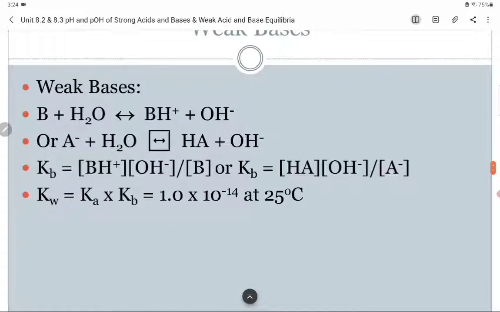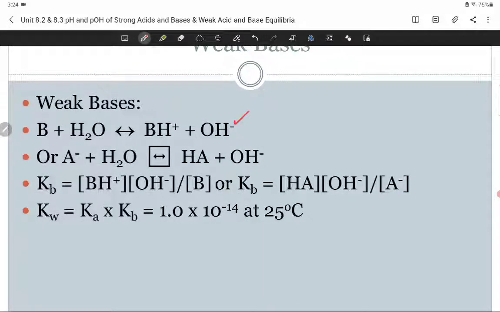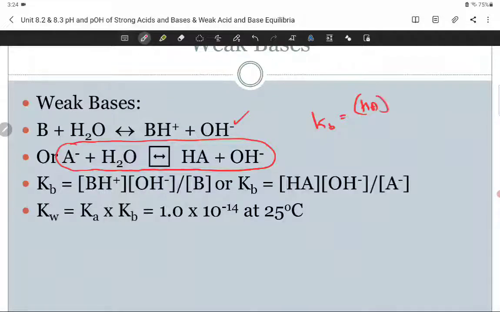Weak bases. You've got some choices. Your textbook uses that choice to write the base reaction, but I prefer this method. It's up to you. If you don't want to use any A's or B's, you can use your own letters, that's fine with me too. But let's look at the one I circled here. So the Kb would be the HA concentration times the hydroxide concentration, and then the base concentration on the bottom, just like I showed there.